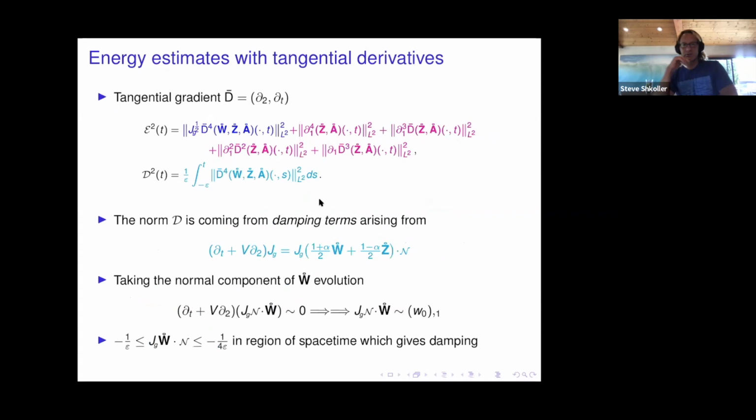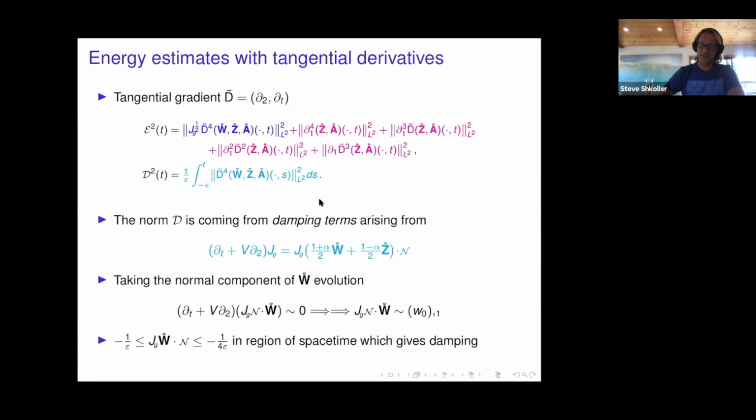How do we do these energy estimates? They're actually not so bad. But the key is, and this is again very similar to what we do in classical free boundary Euler type problems in the incompressible setting as well, is you work with a tangential gradient only. So namely, d bar plays the role of partial 2 and partial t. So our energy estimates are based on only differentiating in tangential directions.